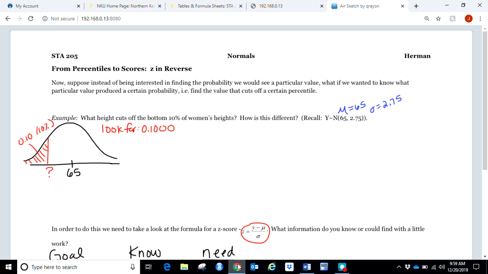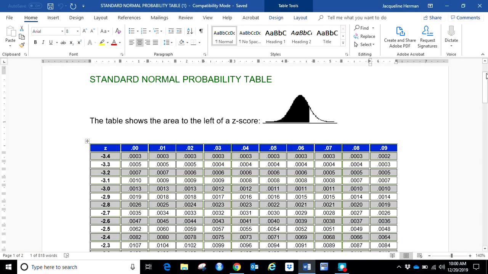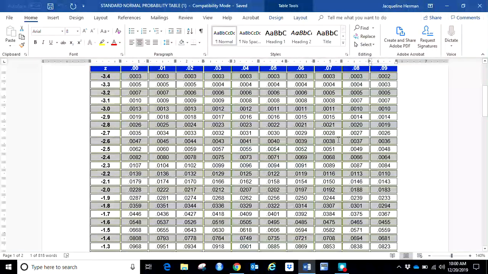Let's also use some intuition here of what our answer should be. I know my answer better be less than 65 inches when I'm done, or I've done something wrong. And before, you remember, if we fell below the mean, that meant that our z would be negative. The same thing is going to be true here. Our z needs to be negative to force me to be below the mean. So we're going to take this value of 0.1000 and find the closest thing we can on the inside of this z-table.